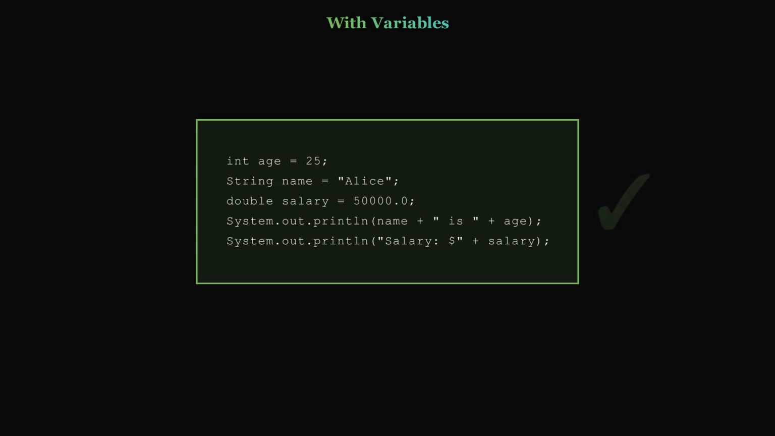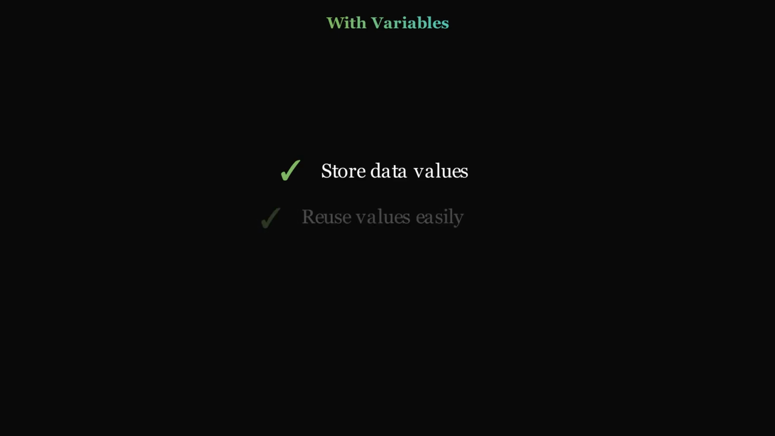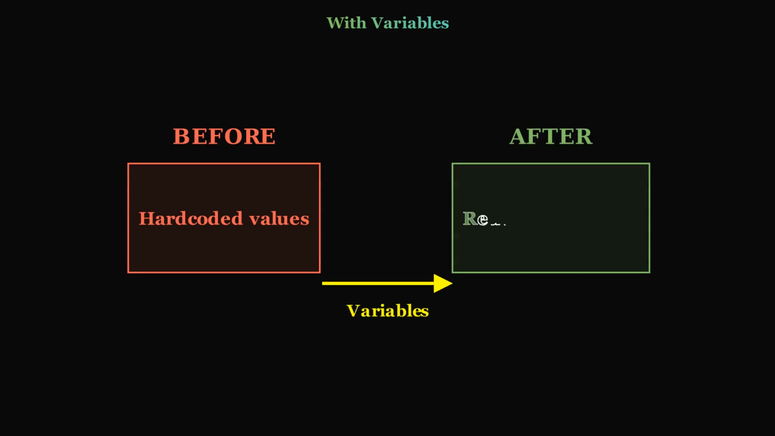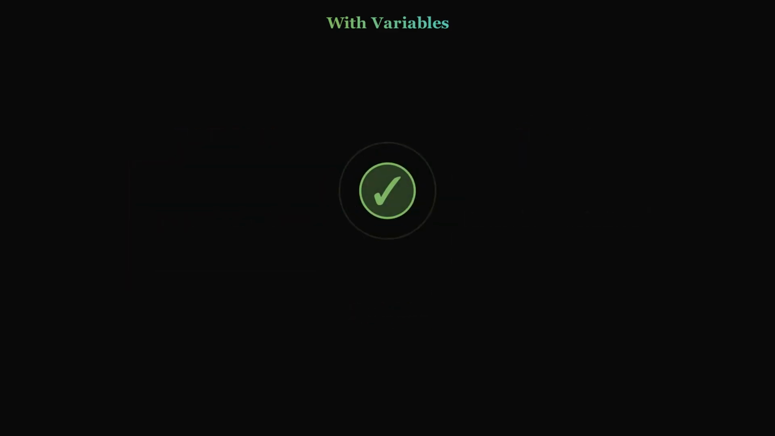Here comes the solution. Variables. Look how clean the code is now. Store data values. Reuse values easily. Clean, readable code. Compare the difference. And that is why we use variables.